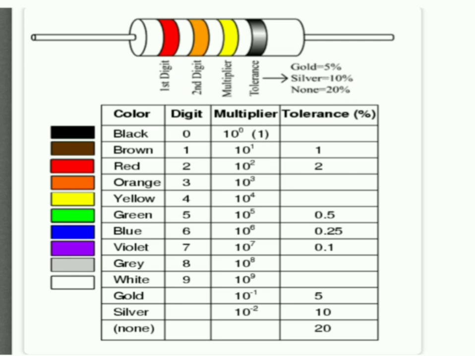For brown, tolerance is 1%. For red, it is 2%. Whereas for the last two, gold and silver, it is 5% and 10%. If there is no color, then it is 20%.